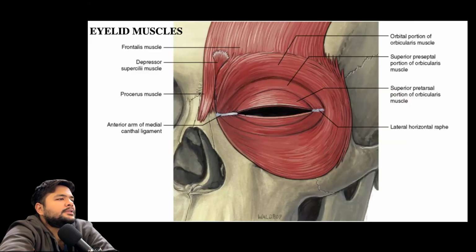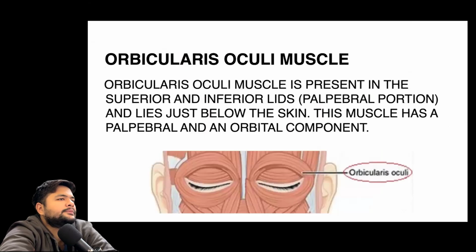Then coming to the eyelid muscles, starting from the top, we have the frontalis muscle, which is indirectly related to the eyelids. Then the depressor supercilii muscles, which lie on the medial aspect of the eyelid. The procerus muscle is a continuation of the frontalis muscle running downwards towards the nasal bone. Then the anterior arm of the medial canthal ligament. On the left side, we can appreciate the orbital portion of the orbicularis muscle, the superior preseptal portion of the orbicularis muscle, the superior pretarsal portion of the orbicularis muscle, and the lateral horizontal raphe.